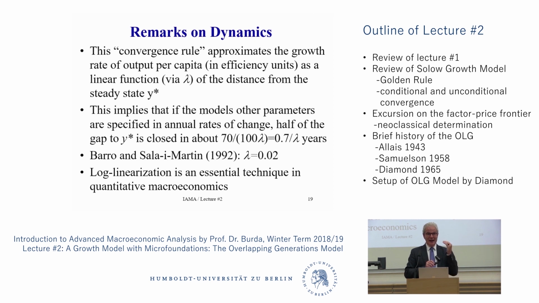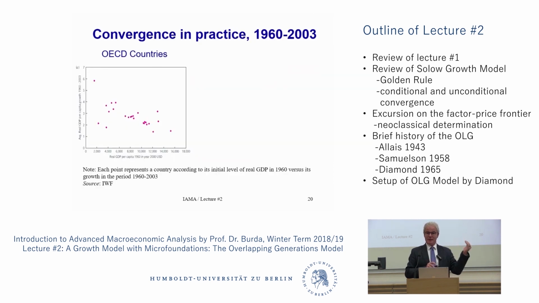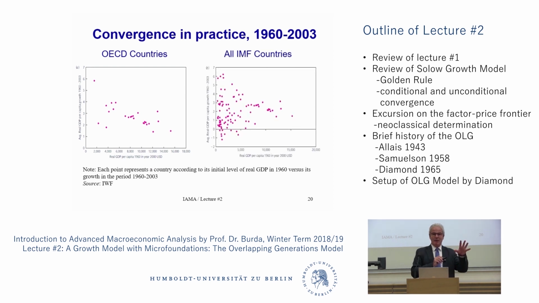Okay? So bad news, OECD seems to work. Countries that were rich at the beginning of this period actually grew more slowly than countries that were poor at the beginning. But if you look at the IMF, all the IMF countries, this is a disaster. It doesn't work. Okay, so back to the drawing board. If we want to use the Solow model to explain economic development, we have to do better than this.